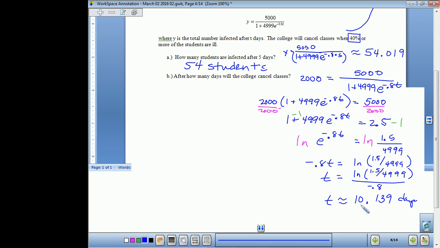Alright, so what's going to happen is sometime during this 10th day, we're going to hit that threshold to cancel classes. So the question reads, after how many days will college classes be canceled? Well, we could word that two ways. We could say after 10 days, classes will be canceled, or by the 11th day.